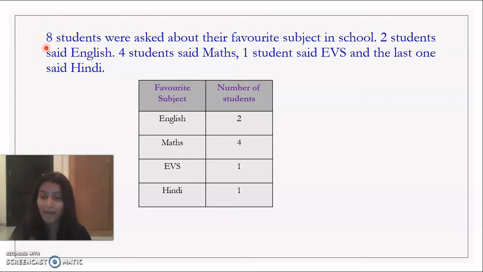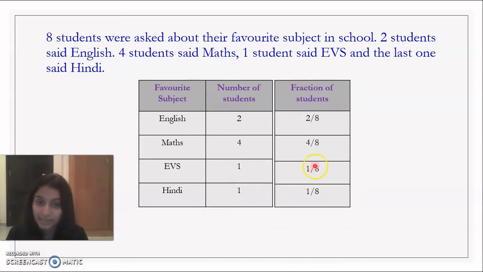So the total over here acts as your whole, am I right? Because the total is the maximum that it can be. So suppose I divide my circle into 8 parts and each part represents one student. That's what my whole is over here, my total, that is 8 students. So what part of the 8 students liked English? That is 2. What part of the total number of students liked maths? That's 4. What part liked EVS? 1. And what part liked Hindi? Also 1.